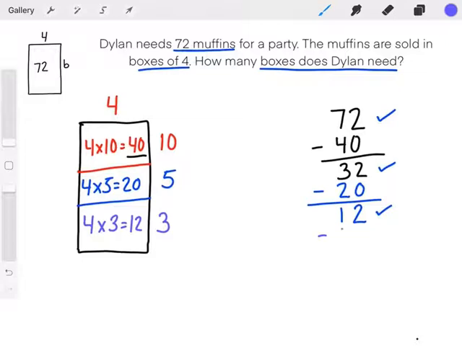So I'm going to subtract 12 from 12, and I get 0, right? This is the number that we want. We want to try to get as small down as we can when we divide till we hit 0. Sometimes we might have a remainder, something left over, but in this case we don't.